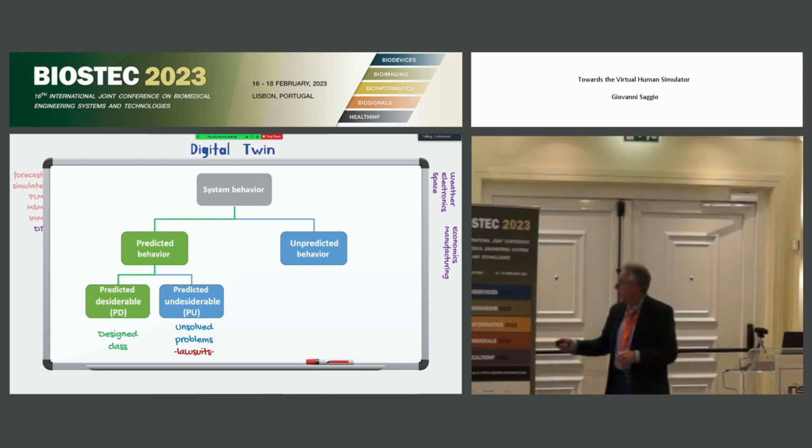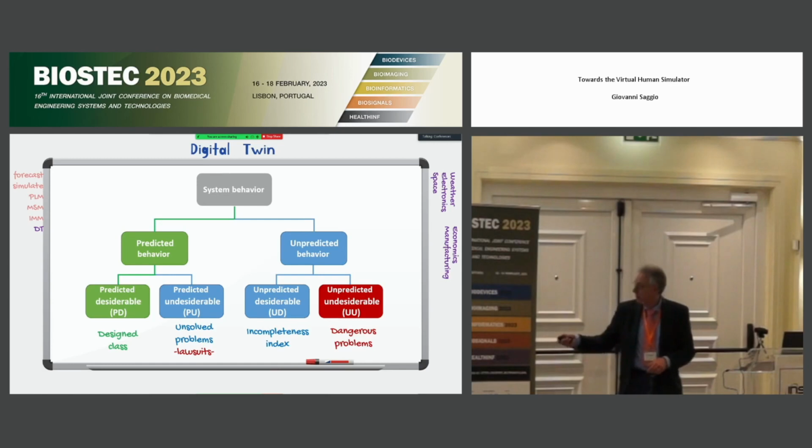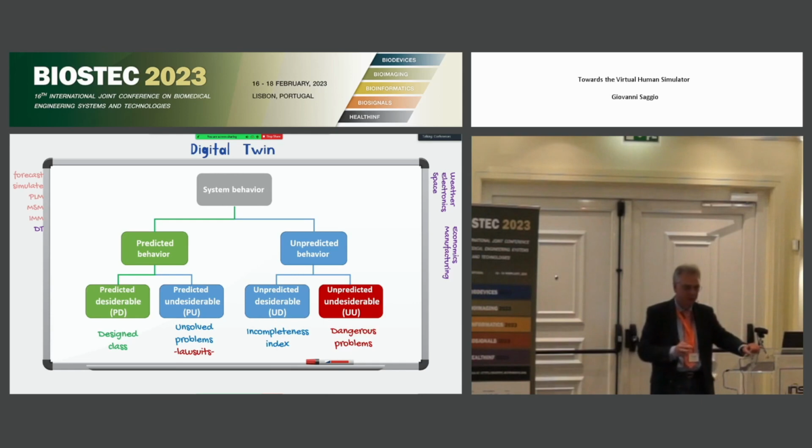Regarding the unpredicted behavior, again, we got unpredicted desirable or unpredicted undesirable. And this third class is relevant because it gives us the incompleteness index. So if we go through that class, it means that we forgot something, okay? If you go to the fourth class, there are dangerous problems there. So in all these classes, we have to stay as much as possible on the first one, of course.